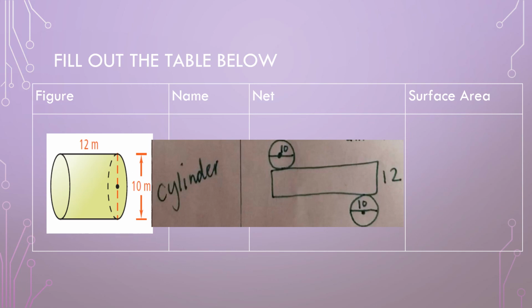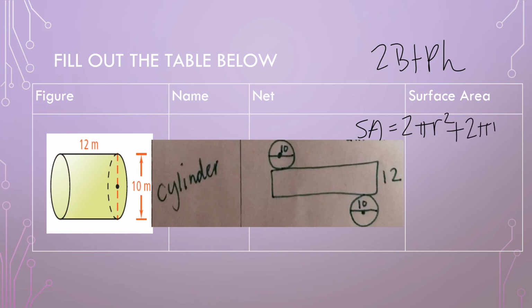Same thing here as a cylinder. So the easiest way to do these is that special formula. It's the same thing as 2b plus p times h. We are just using the equations for a circle. So 2 times pi r squared, which is the area of a circle, plus 2 pi r, which is the circumference of a circle, times h. So plug all that in.